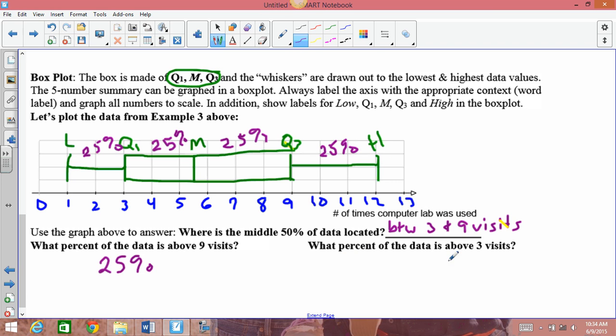What percent of the data is above 3 visits? Okay, so here's your 3 visits. That's at quartile 1, so 75% then is above me. 25% is below you. Okay.